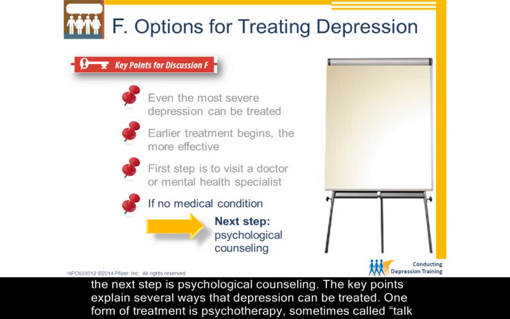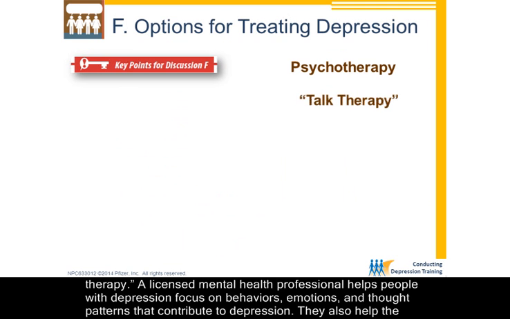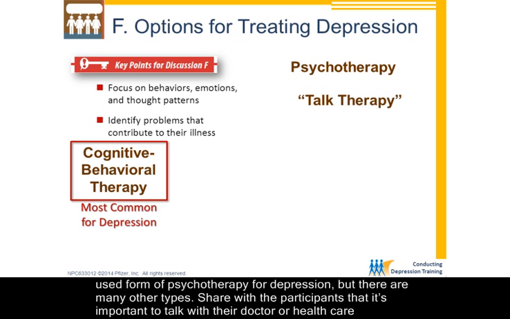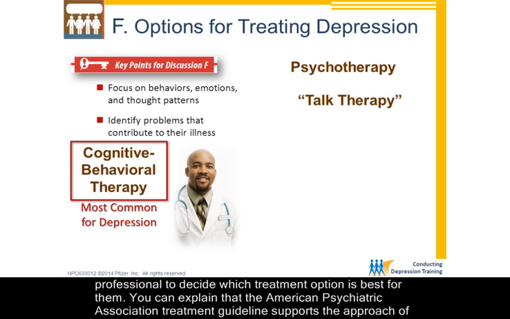One form of treatment is psychotherapy, sometimes called talk therapy. A licensed mental health professional helps people with depression focus on behaviors, emotions, and thought patterns that contribute to depression. They also help the depressed person identify and understand life problems that contribute to their illness so they can regain a sense of control. Cognitive behavioral therapy is the most commonly used form of psychotherapy for depression, but there are many other types. Share with participants that it's important to talk with their doctor or healthcare professional to decide which treatment option is best for them.